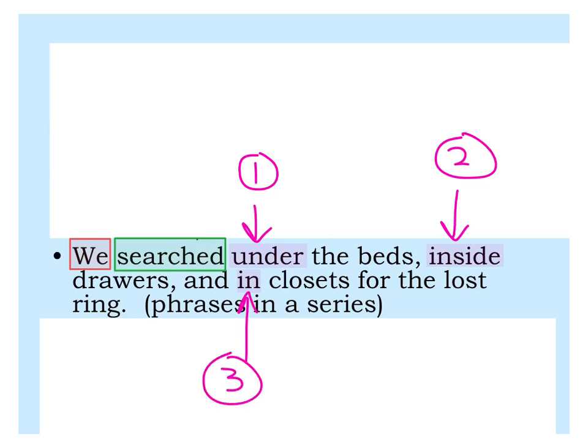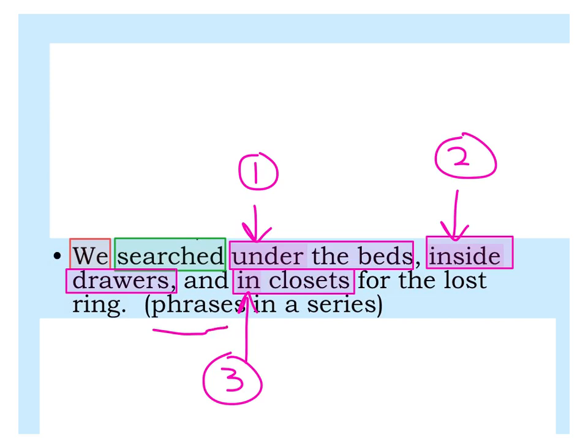Each preposition is going to be the line leader of a group of words that are the prepositional phrase. So let's see, the first one is under the beds. That's the first place we looked. The next one is inside drawers. Now this is going to look like 2 boxes because I need to go to the next line. So inside drawers, that's the second place that we looked. And the last place that we looked is in closets for the lost ring. So these are 3 prepositional phrases.